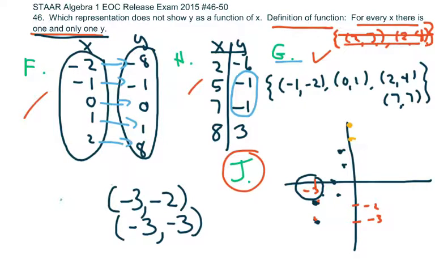And this happens 4 times on this one. The same thing happens with -2, with -1, and with 0. For example, 0 is paired to 3, and 0 is also paired to 4. So the one that's not a function is J. All right, just make sure you know this definition for the STAAR.